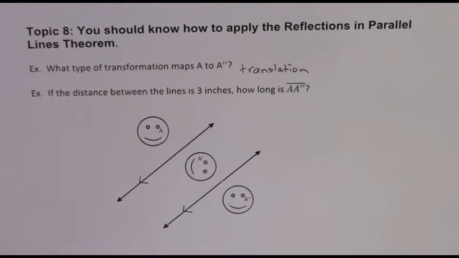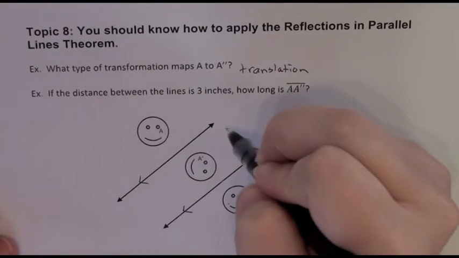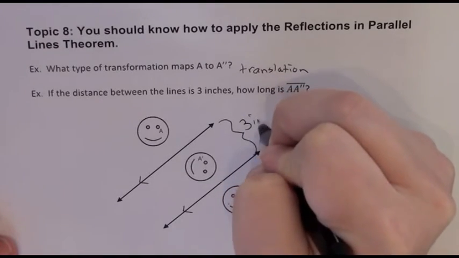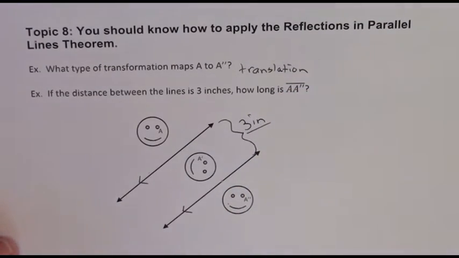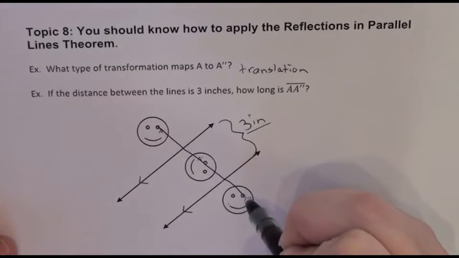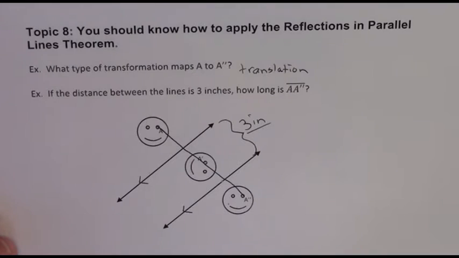Now the second part, if the distance between the lines is 3 inches, how long is the line segment A double prime? So what that means is that this distance here is 3 inches, and we want to know the distance from A to A double prime.